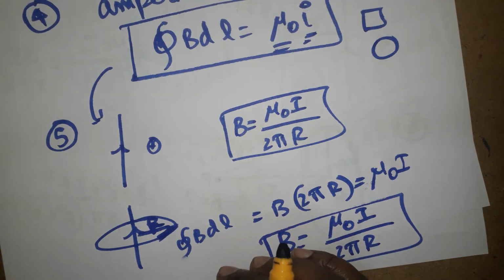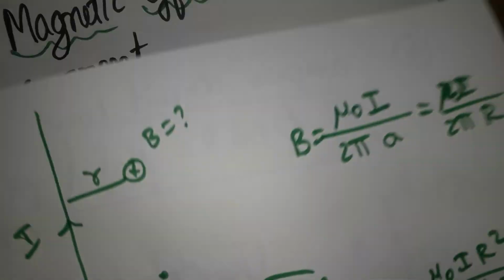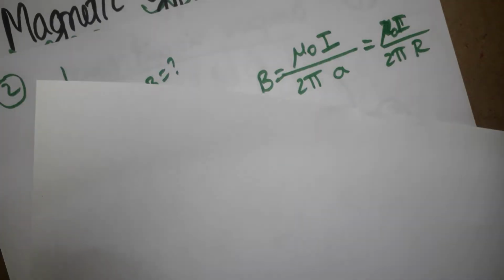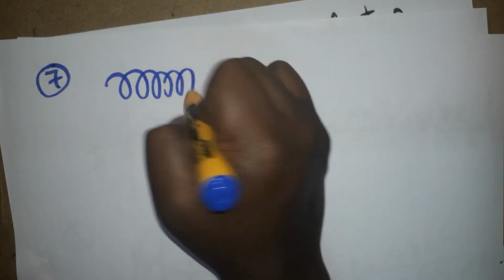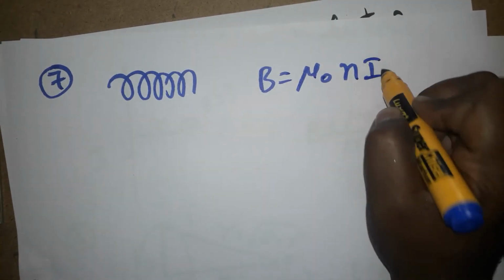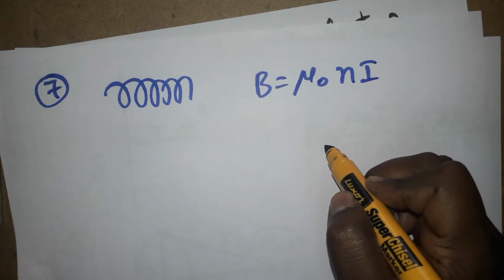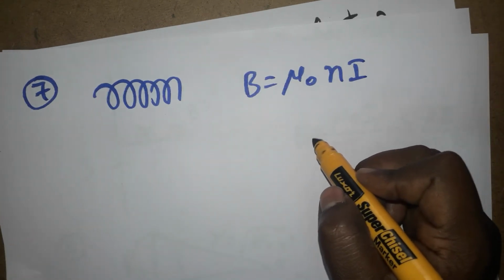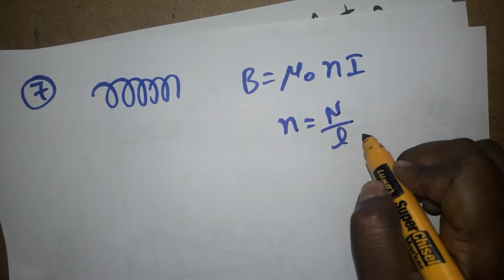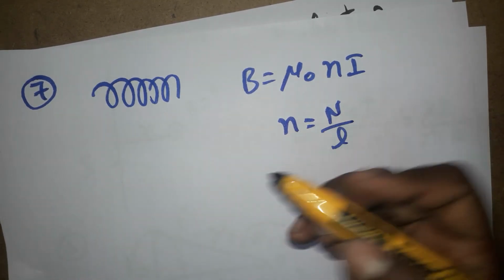The next one, the solenoid coil. What is the magnetic field due to the solenoid coil? It is formula number 7. The magnetic field due to the solenoid coil is B equal to mu naught times n I, where n is the number of turns per unit length. It will be capital N divided by the length, the number of turns per unit length, or small n, whichever you want, you can take it.